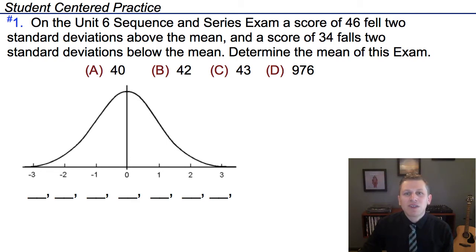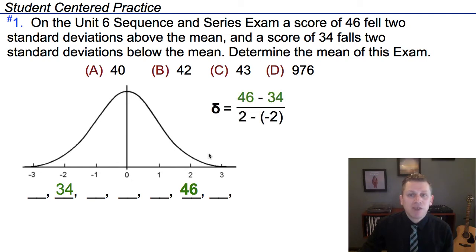We know a score of 46 fell 2 standard deviations above the mean, and that a score of 34 falls 2 below the mean. Now it's our job to figure out what a standard deviation is. I can do 46 minus 34, see how much the exam score has changed, and I can do 2 minus negative 2, see how many spots we went up. Well, 46 minus 34 is going to be 12 over 4, meaning the scores went up 12 points over 4 spaces, which means that the standard deviation here is 3.